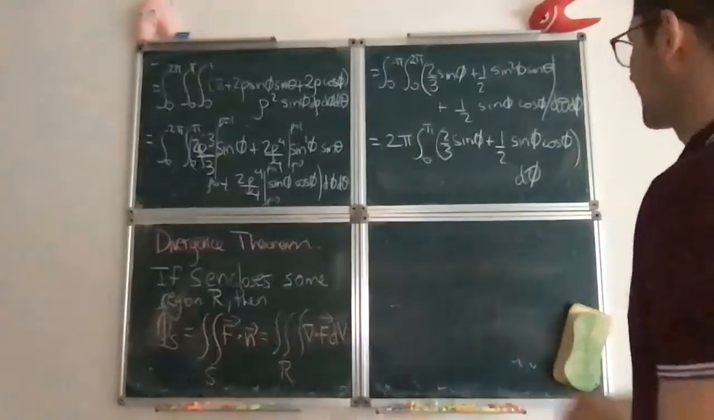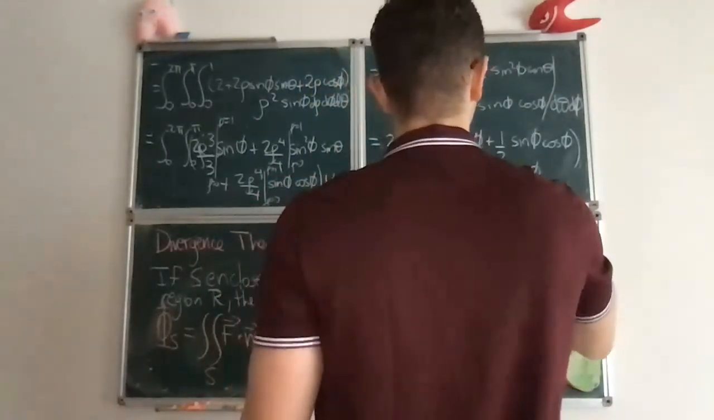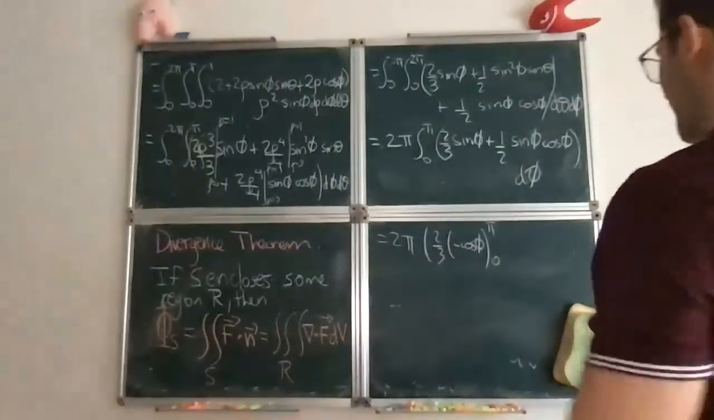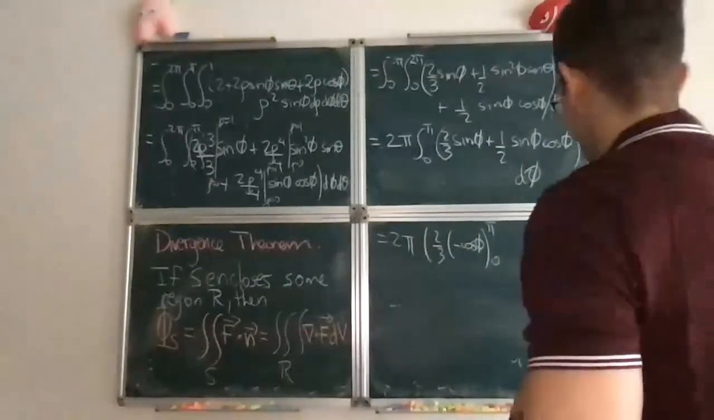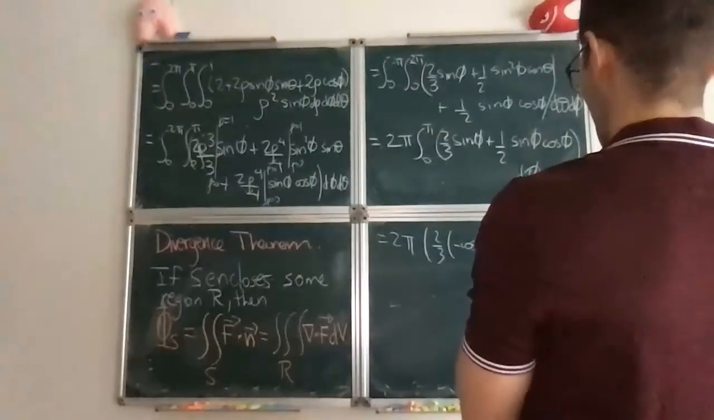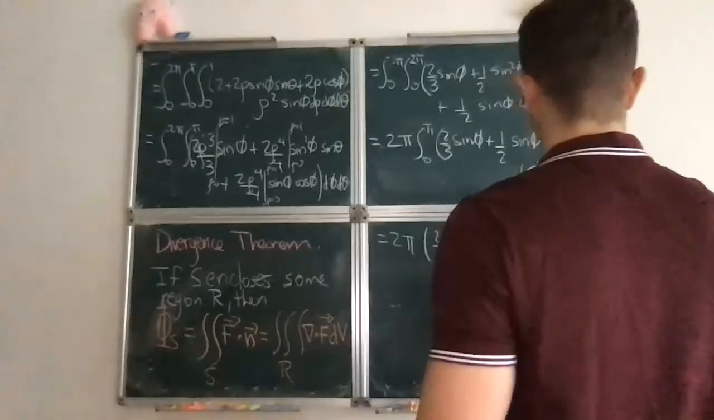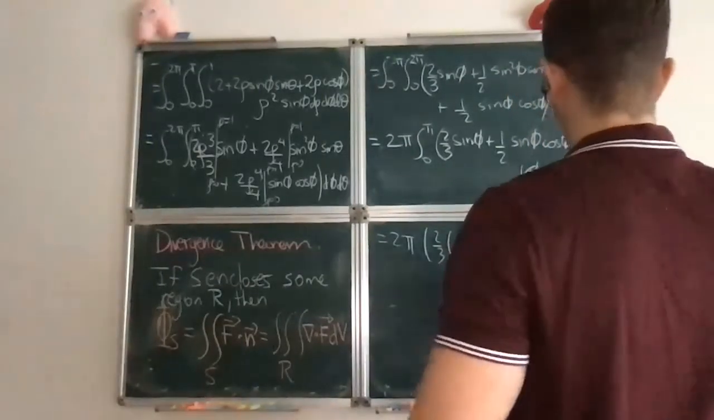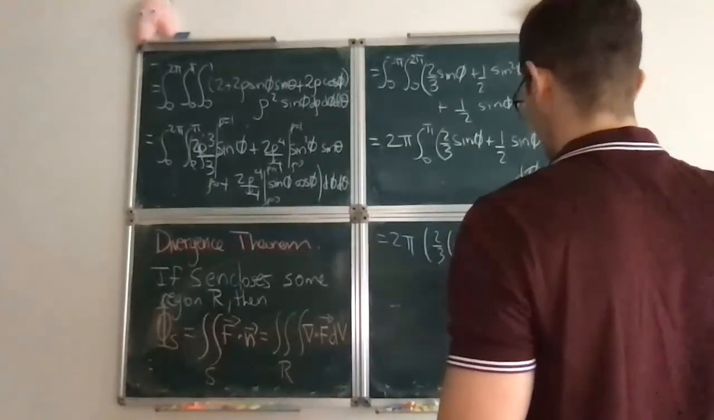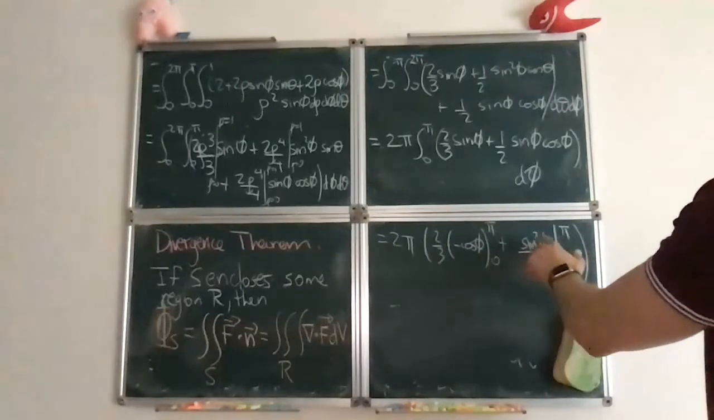And now the integral of sine is 2 pi times 2/3 negative cosine of phi, evaluated at pi and 0. And then, well, you can do this with a substitution. This is like sine squared of phi over 4, evaluated at pi and 0. This one goes away because sine at pi and 0 is 0.